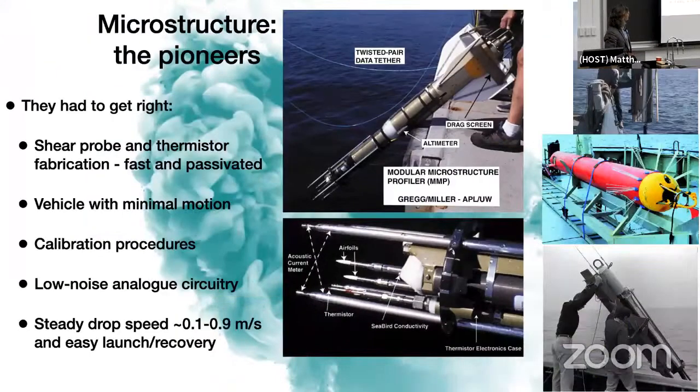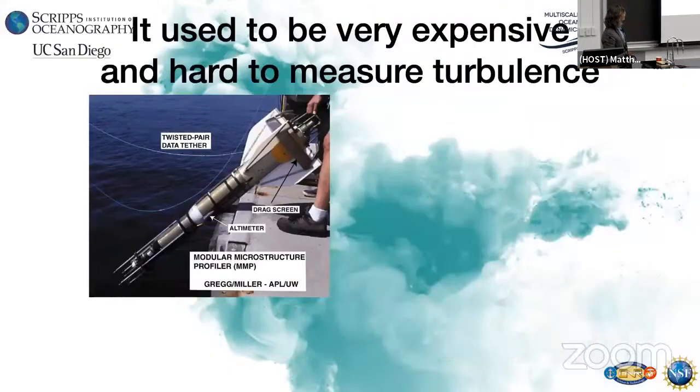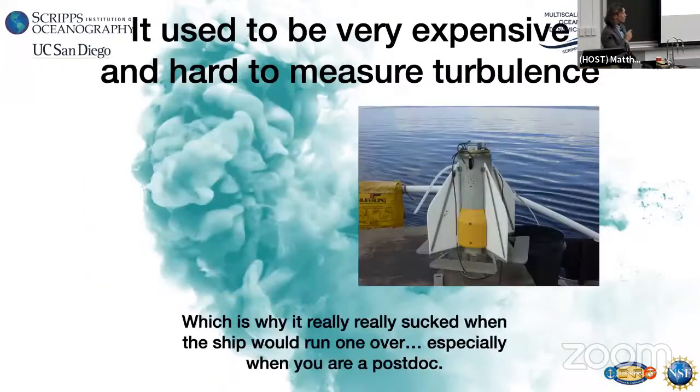So what I discovered as a postdoc, and anybody who does microstructure in the ocean kind of has to learn this whole cottage industry, is that this is actually quite complicated stuff. So putting these on autonomous platforms is non-trivial. But it's a really good idea to do, because it used to be really hard and expensive. And I learned, because I was Mike's postdoc, and this happened when I was the chief scientist on the ship, that it's really, really sad when you break a $300,000 instrument.